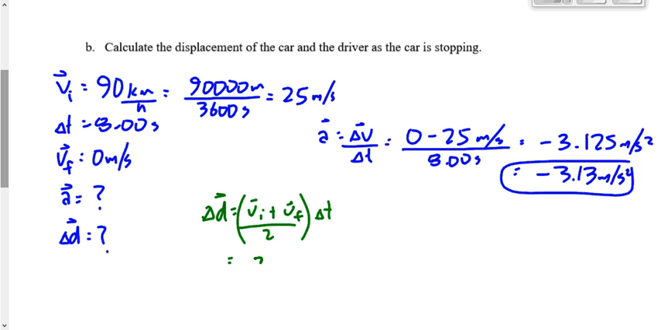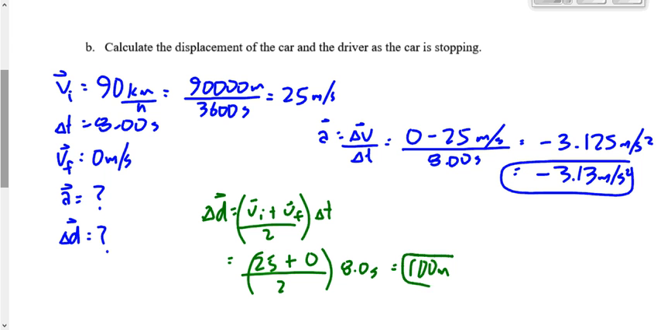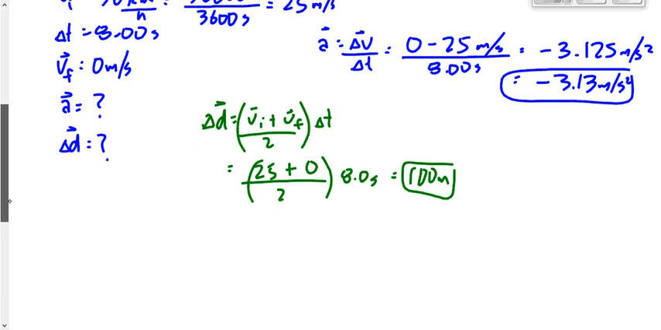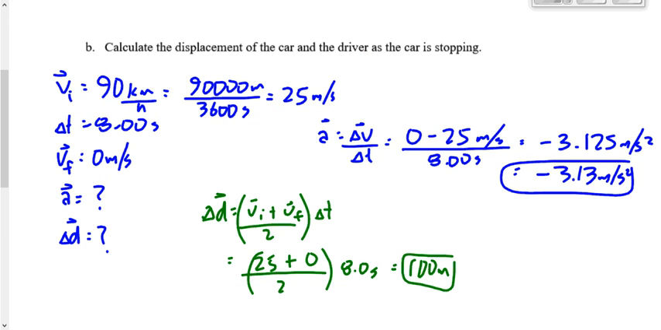VI is 25, VF is 0, and delta T is 8 seconds. What's that going to be? 200, 100, I think? Anybody do it differently? Equation 2, d is equal to VIT plus 1/2 AT squared. I was expecting that actually from somebody or more.